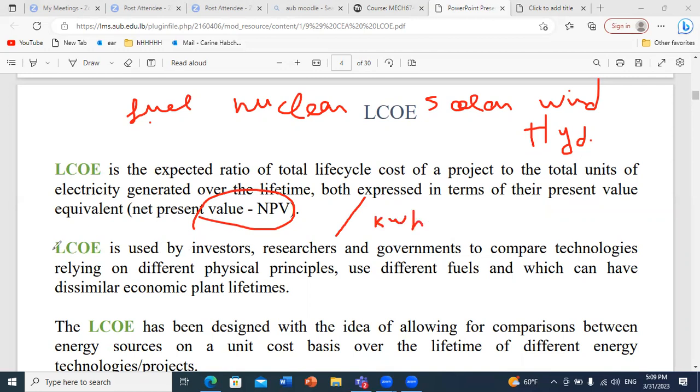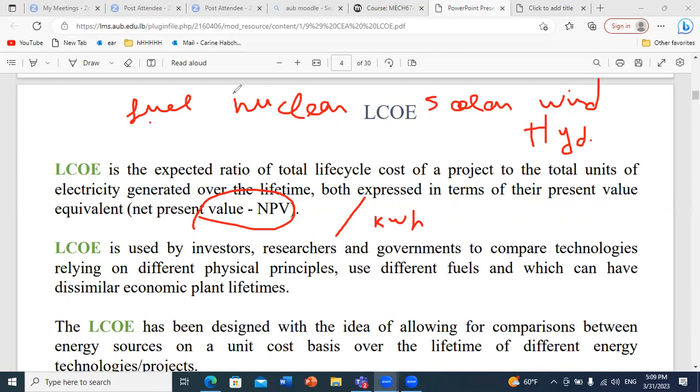So LCOE is used by investors, researchers, and governments to compare technologies relying on different physical principles, using different fuels, and which can have dissimilar economic plant lifetimes. Also, as we discussed before, one of the most challenging issues is to compare things of different lifetimes. That's why it is good to normalize. We talked about considering the CAR, and here another way to normalize is to divide by the amount of generation.